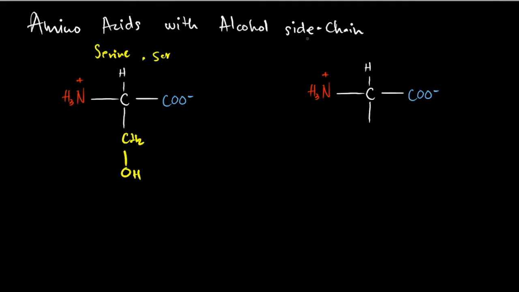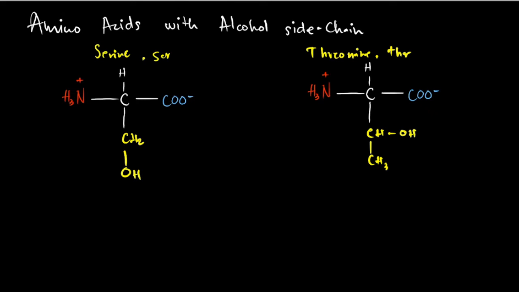And we have another amino acid containing an alcohol side chain, our threonine, that is abbreviated as THR. Okay. So for this one, we have here a CH with our alcohol. Then we have here a methyl CH3. So that is our amino acids with alcohol side chain, our serine and threonine.